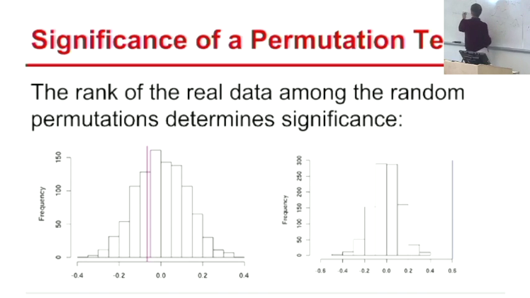That's not enough to really convince me at this point. But if I had a lot more random samples in here, and the fraction that's above the real data is small enough, that is a sign that it's probably meaningful. Okay? Any questions about that? So this is how we do a permutation test. Any questions about it?